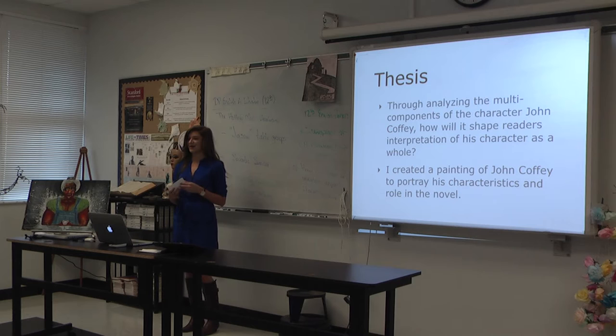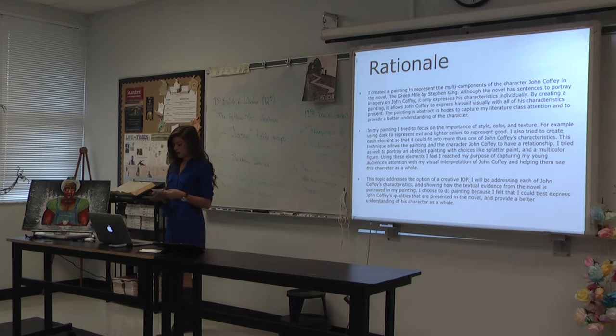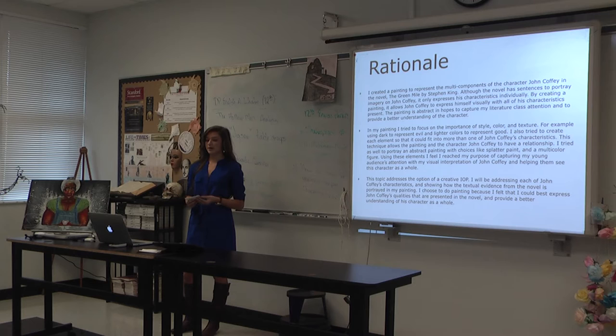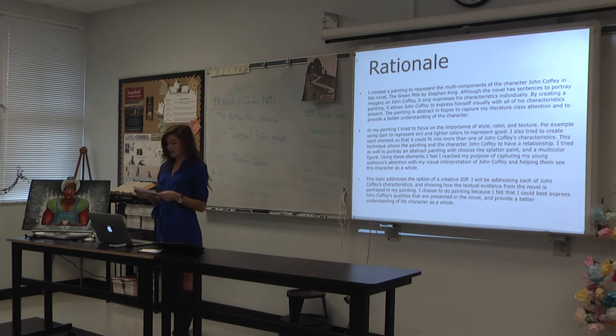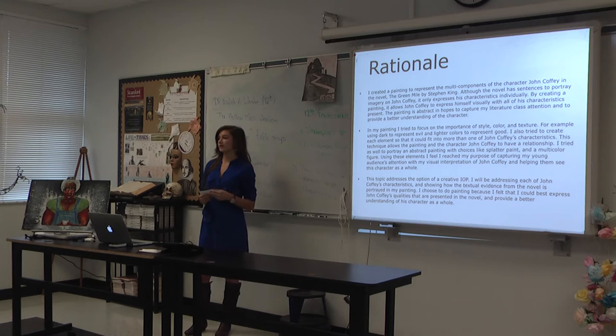his characteristics. Rationale: although the novel contains sentences to portray imagery of Don Coffey, it only expresses his characteristics individually. And so by creating a painting, it allows me to express Don Coffey visually with all his characteristics present. In my painting, I thought it was important to focus on things like style, texture, and color, like making dark values represent evil and lighter colors to represent good.